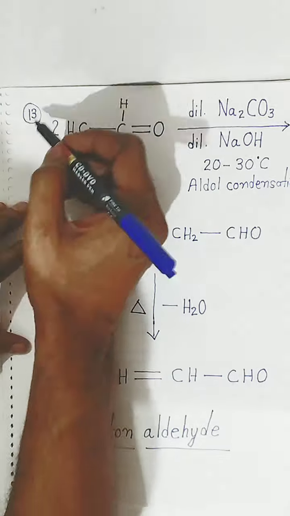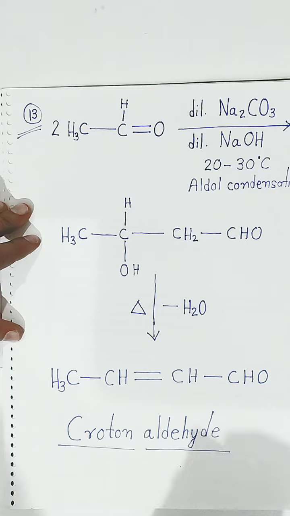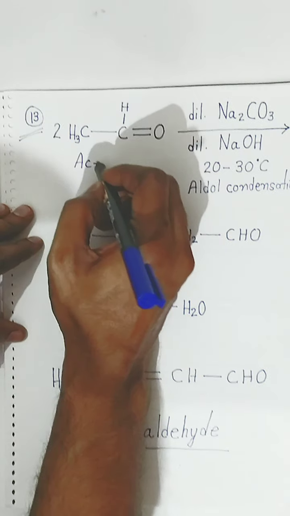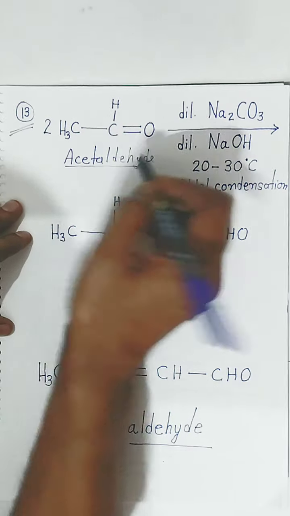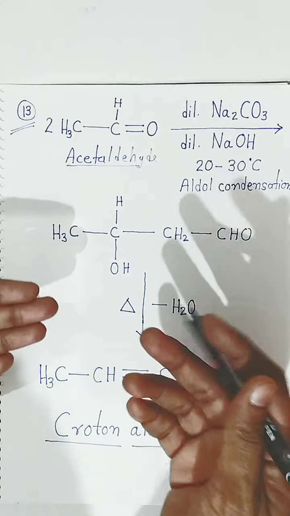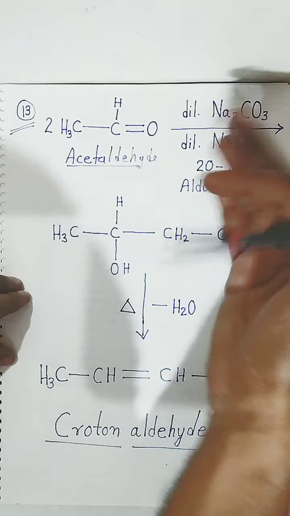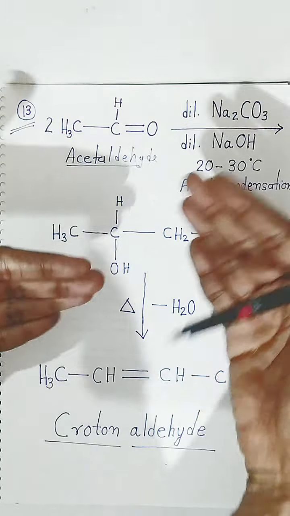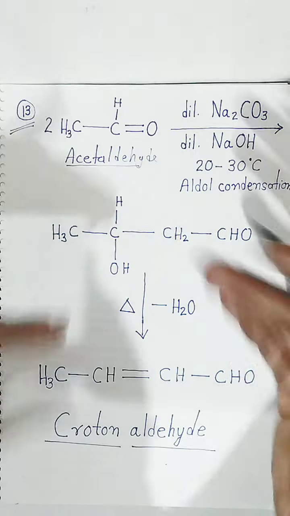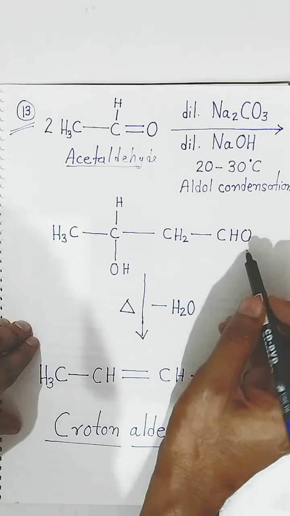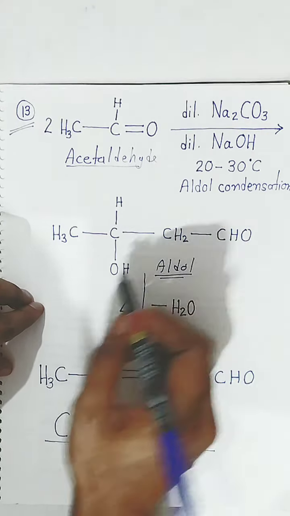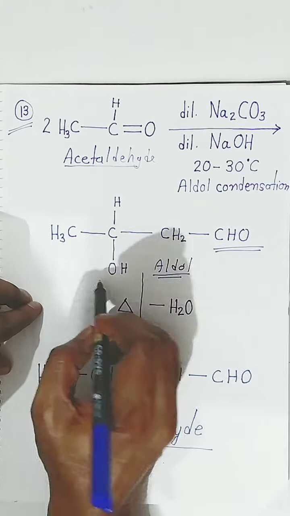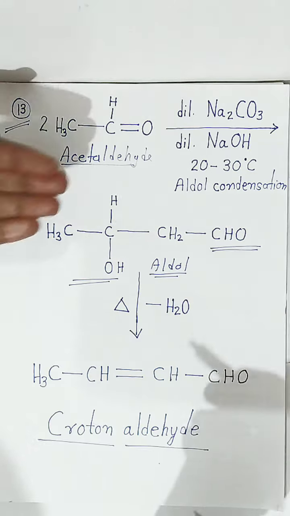Last reaction, students, that is the 13th reaction. See, students, you have acetaldehyde. Two molecules of acetaldehyde are going to be condensed. How will these two molecules condense? In presence of sodium carbonate, that means alkaline. If the solution is alkaline, then only these two acetaldehyde molecules combine and form the aldol. Now here, students, you are getting the aldol product. This is an aldehyde group and this is an alcohol group. That is why it is called an aldol product.